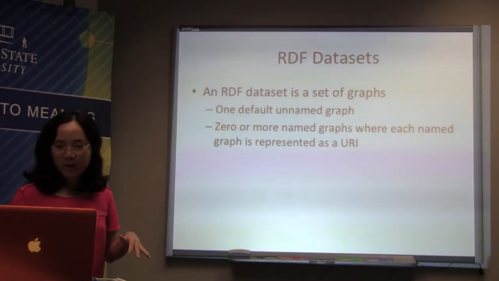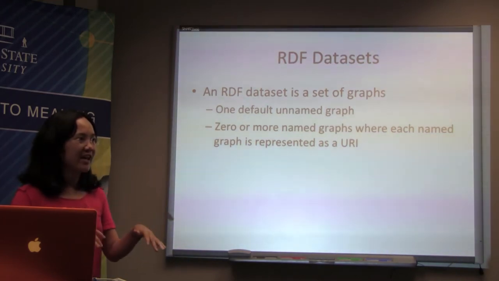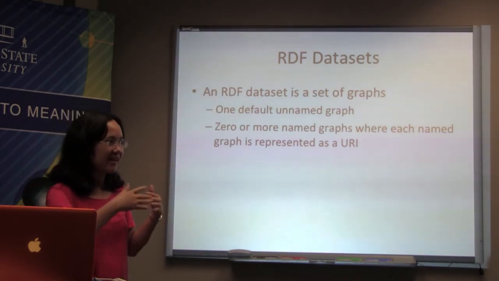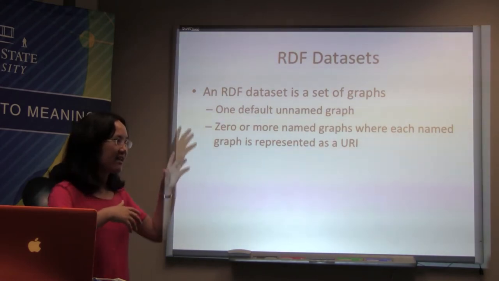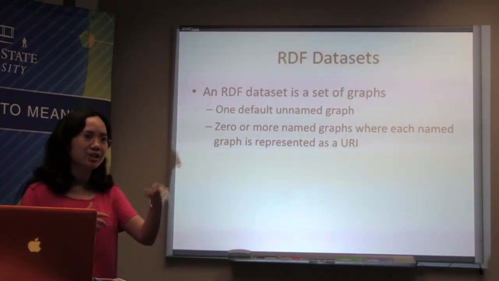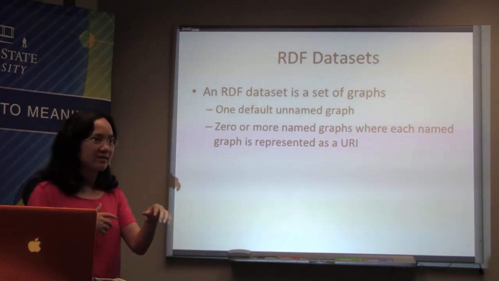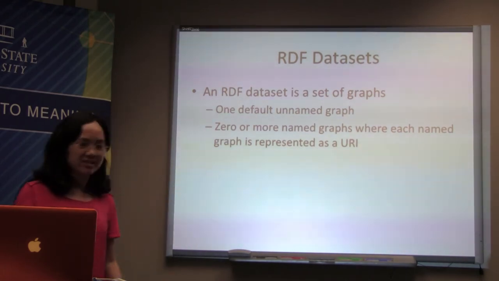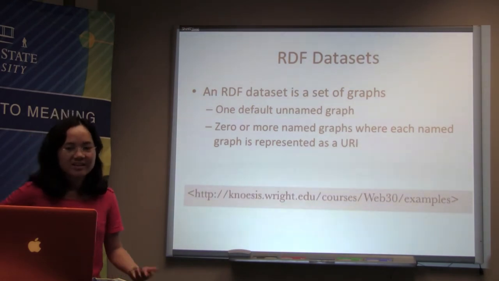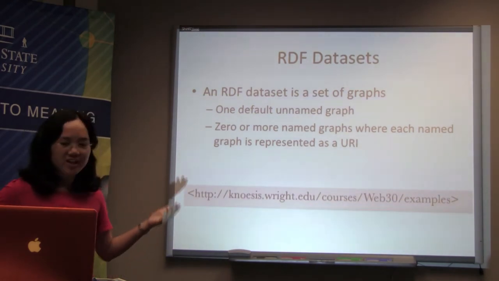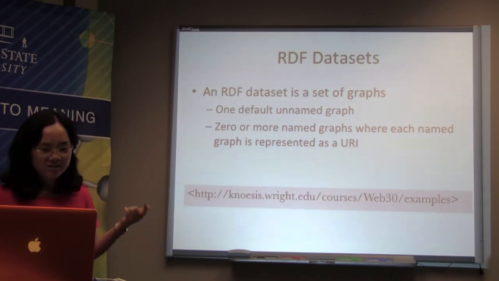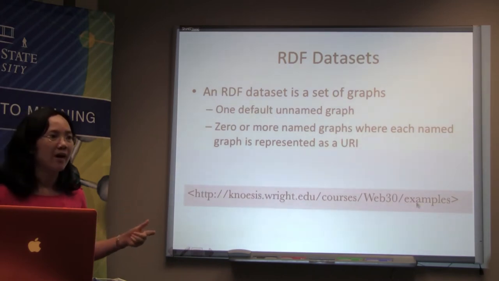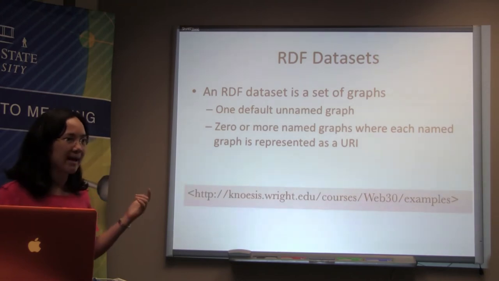If we apply this to our case, we have only one RDF dataset, and then we have 14 named graphs, and the triples from your dataset will be put into one separate named graph. So in total, we have 14 named graphs, or 15 including our example. In the scope of this, we will use one named graph, noises.write.edu, courses, Web3.0 examples. This is the URI to store all the triples from our example.